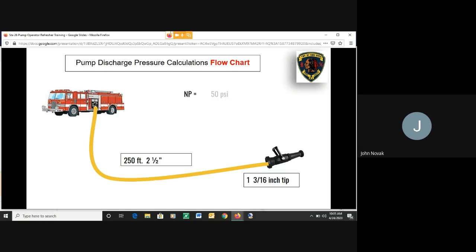So if we use our flow chart, which is based on our coefficient for our 2.5, nozzle pressure is 50 psi, friction loss is actually less, it's 30. So our pump discharge pressure is 80 psi. So there's basically a 17 to 20 psi difference between what we should be flowing and what the rule of thumb gives us. That could be a big difference in water flow. You'd be flowing a lot more water than you think. Could become an issue for the firefighters holding on to the hand line. So just bear that in mind.